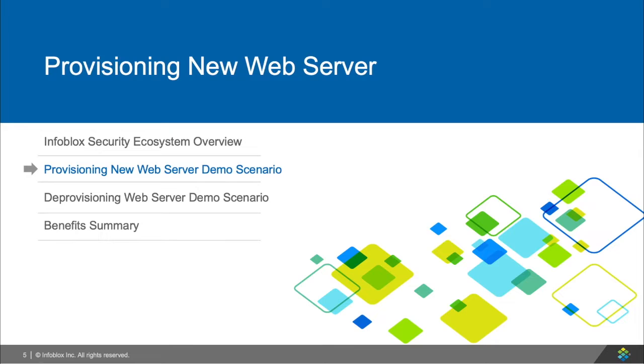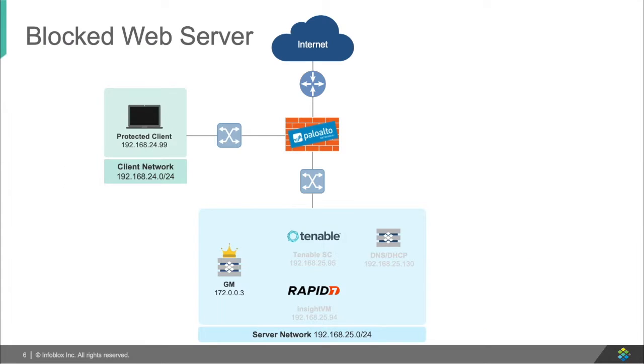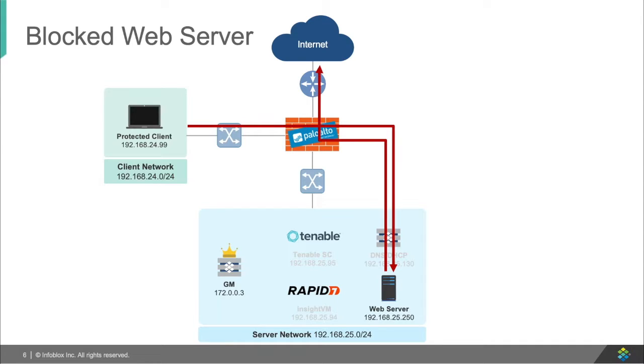Now let's walk through provisioning a new web server. So when you deploy a new web server, the connection from the clients to the web server is blocked, and the connection from the web server to the internet is also blocked, usually by a firewall, as this is the default for most secure environments. This means that you'll need to go through several manual steps to get the connection, and on top of that, you'll need to check for vulnerabilities that could be present.